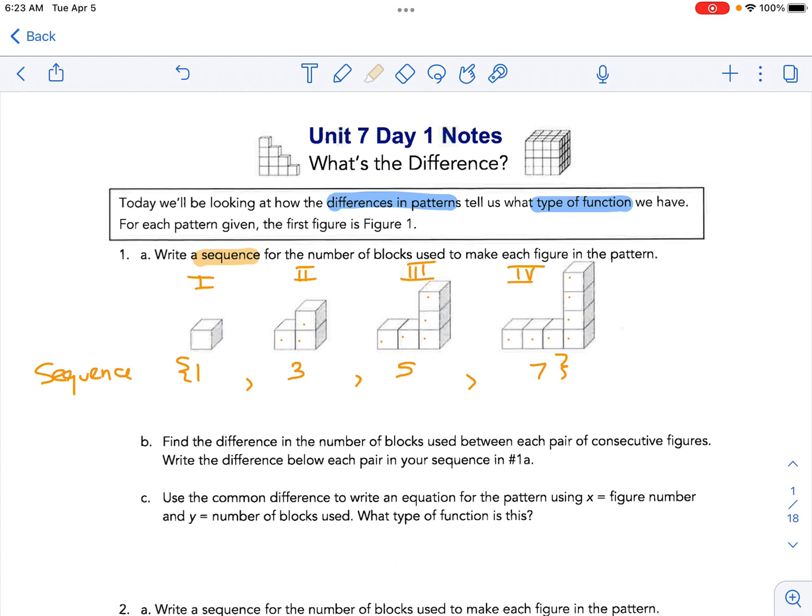It says find the difference. So now we're going to find the difference in the number of blocks used between each pair of consecutive figures. Consecutive means next to each other, right? So the difference between 1 and 3 is 2. The difference between 3 and 5 is also 2. The difference between 5 and 7 is also 2, right? This is going up by 2, in other words. So that's the difference.